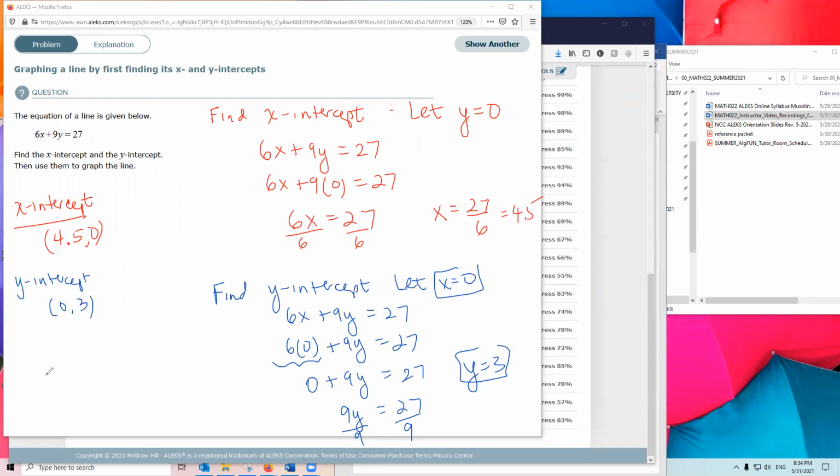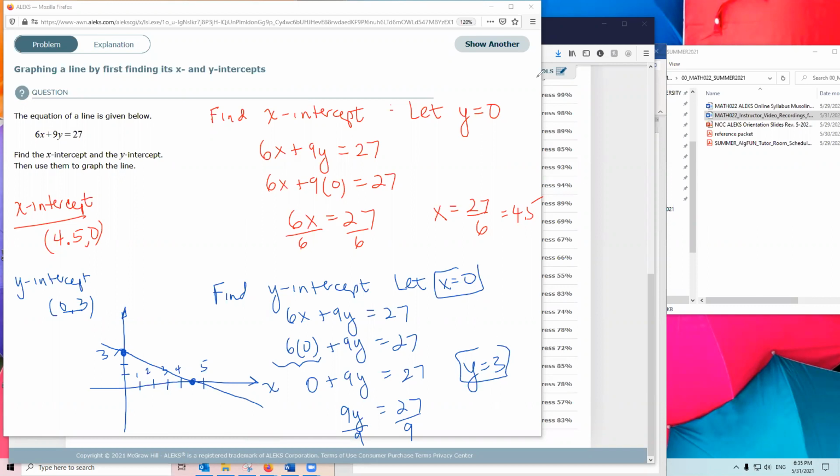Well, I can go graph this. If I had a graph here, (4.5, 0) means go horizontally 4.5. 1, 2, 3, 4, 5. So (4.5, 0) would be right here in between 4 and 5. And then (0, 3) means go up 3 here. So here's the y-intercept. And then I'm just going to connect these 2 points with a straight line. That's the graph I'm interested in.